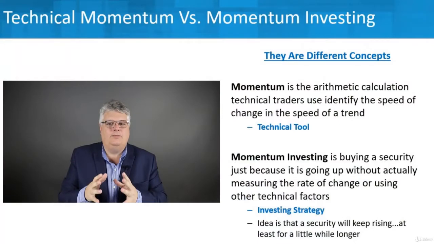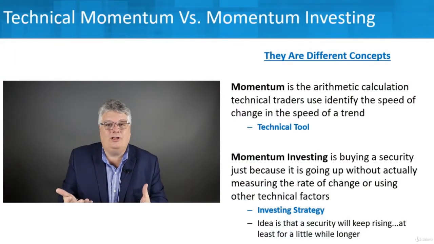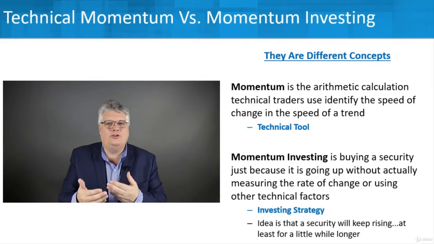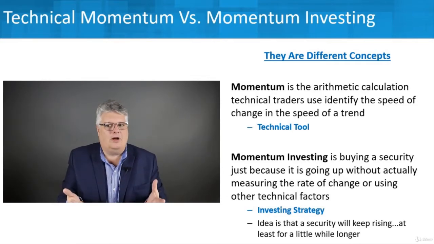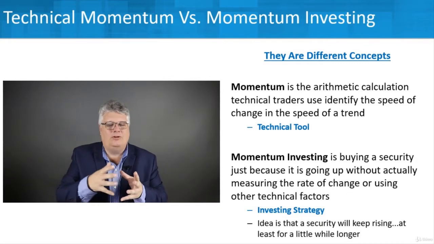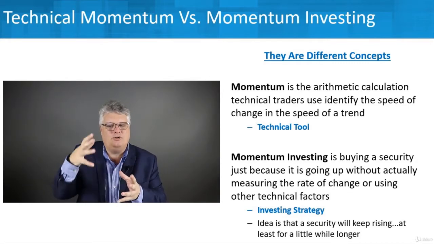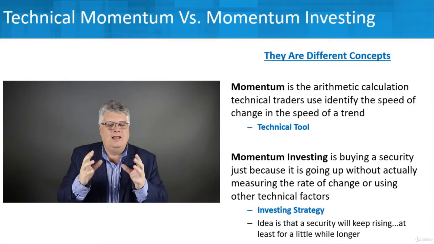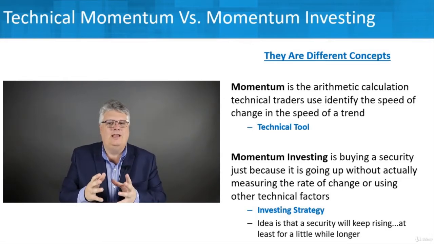Momentum at its core is an arithmetic calculation that technical traders are using to, as we talked about earlier, identify the speed of change in a trend, or looking at a trend and how much those price changes are going up and down, accelerating, decelerating. It's a technical tool that we're using to really identify that.